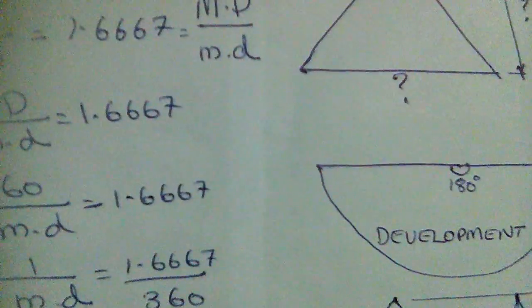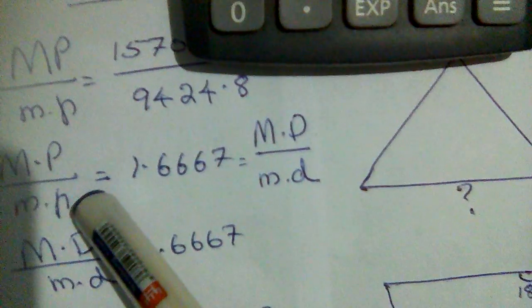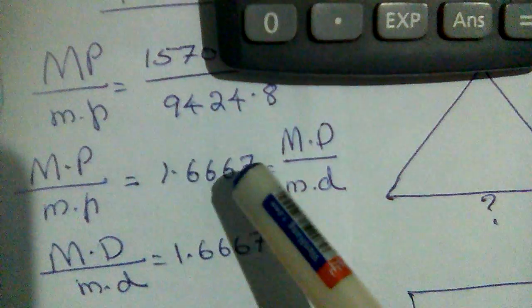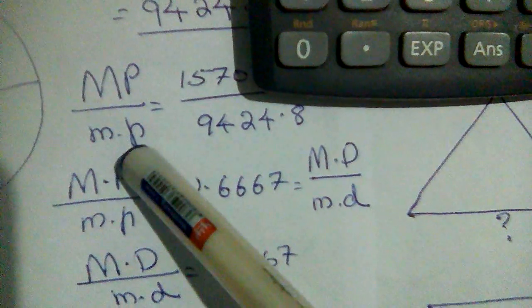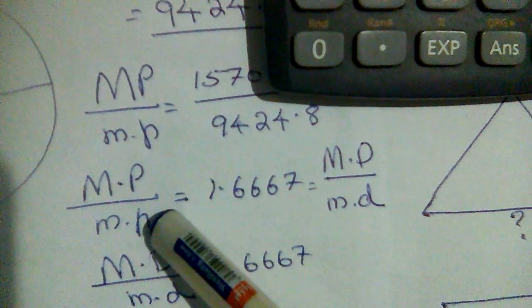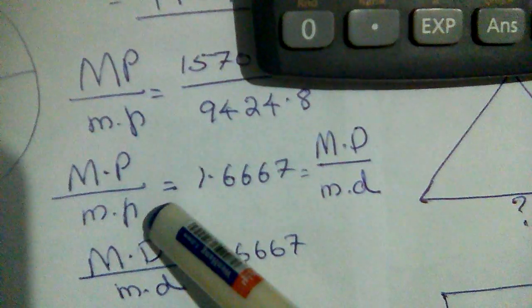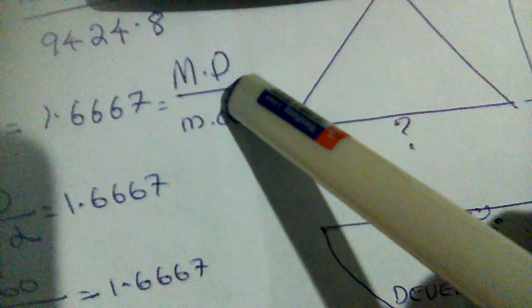15,707.96 divided by 9,424.8 is equal to, we got 1.6667. So we got major perimeter divided by minor perimeter is equal to 1.6667. Everybody knows major perimeter divided by minor perimeter is major degree divided by minor degree. I have written it here.